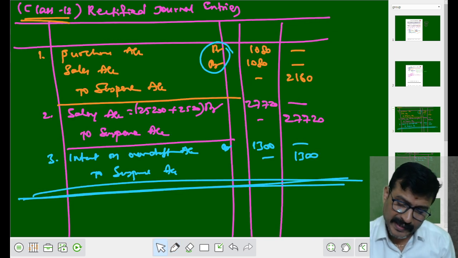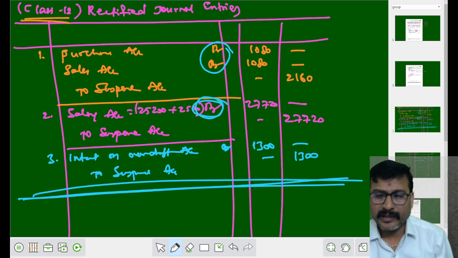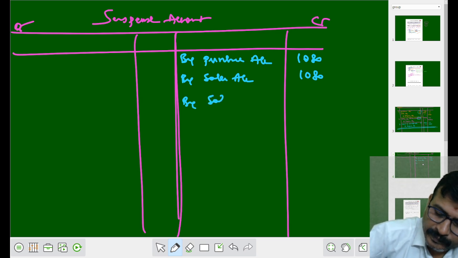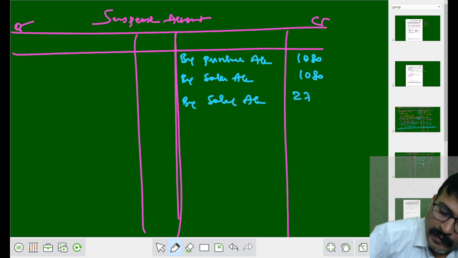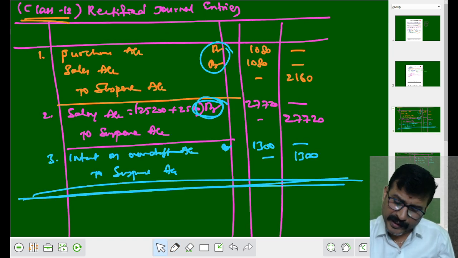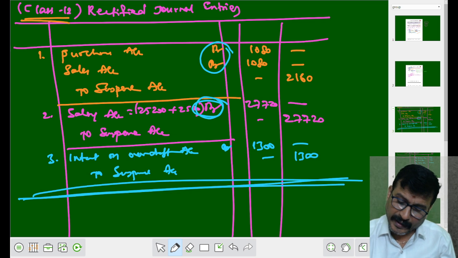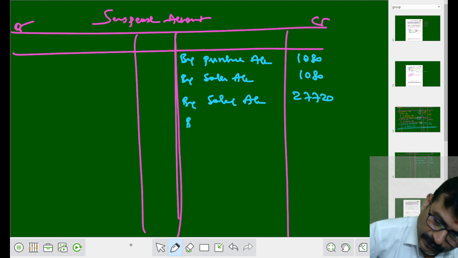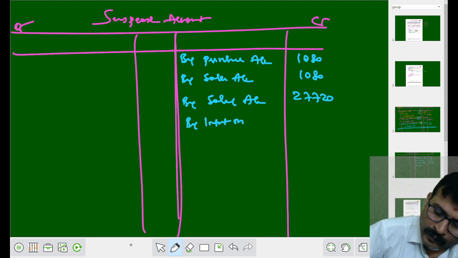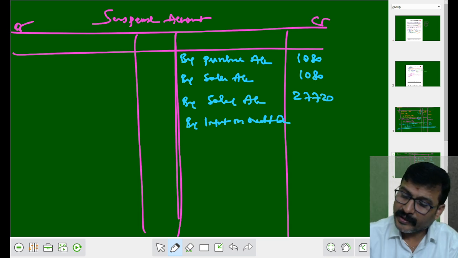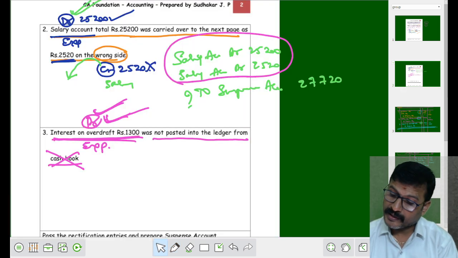When it comes to the second one, salary account debit, it is in the debit of journal, so it goes to the credit side as by salary account 27,720. The last one, interest on overdraft. As the interest on overdraft is in the debit of journal, so it goes to the credit of ledger. On the credits of ledger, we have to write by interest on overdraft account. It is an amount of rupees 1,300, right?